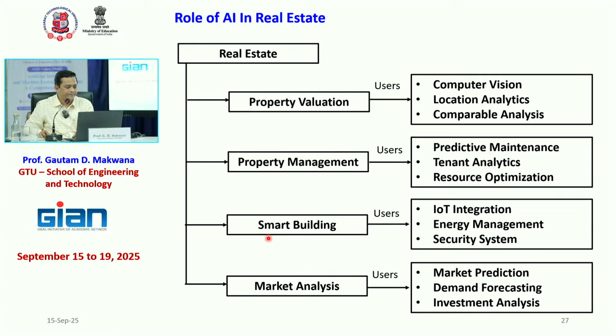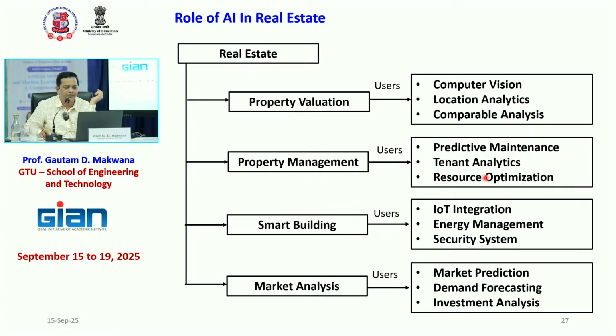So the role of AI in real estate covers property valuation, property management, smart buildings, and market analysis. Property valuation uses computer vision and location analytics. Based on the location, the price can be decided, and with comparable analysis based on other criteria, we can compare the property valuations.